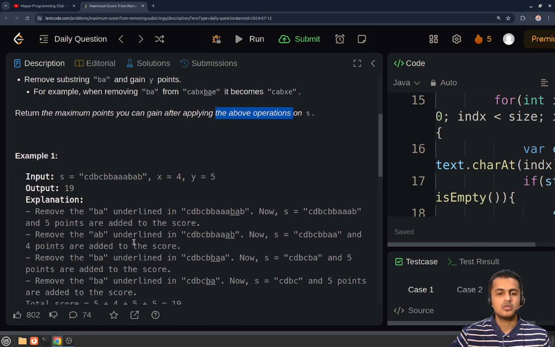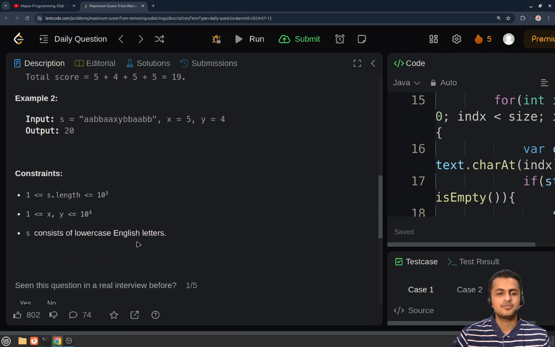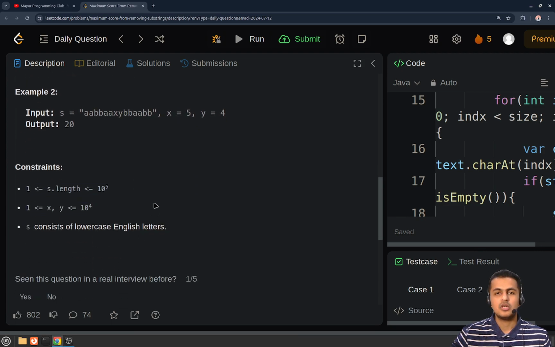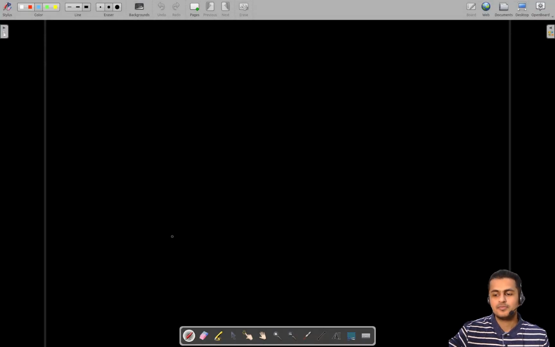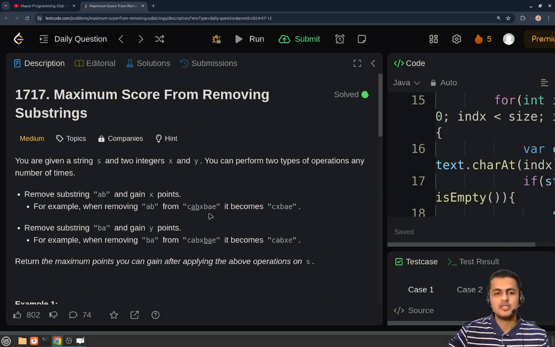Let's have a quick look at the constraints also. According to the constraints, the length of the string will be of order 10 raised to power 5, and x and y will be of order 10 raised to power 4. It is mentioned that s has only lowercase English letters.